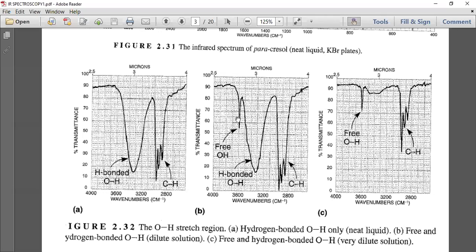This OH is free OH, so it doesn't involve hydrogen bonding, whereas this broad peak is for hydrogen bonded OH. If we prepare still more dilute solutions, then we don't have hydrogen bonding. This spectrum is completely free of hydrogen bonded OH. See, a very sharp OH stretching frequency around 3600. So free OH will appear around 3600, and hydrogen bonded will appear around 3300 to 3400.